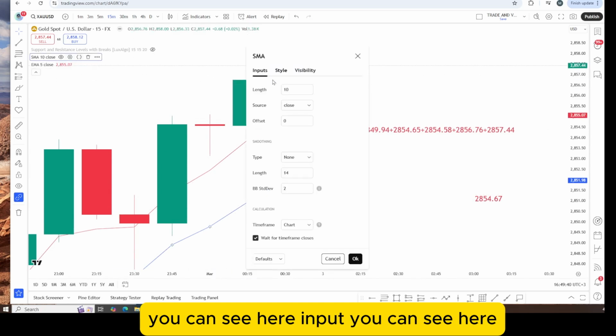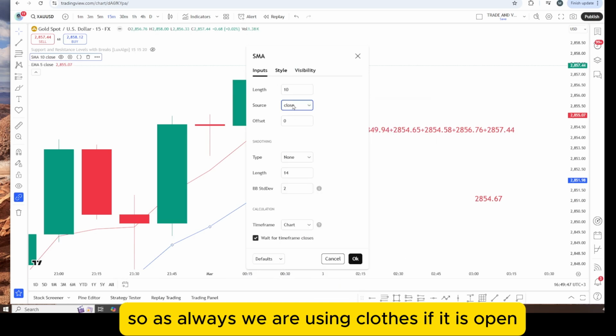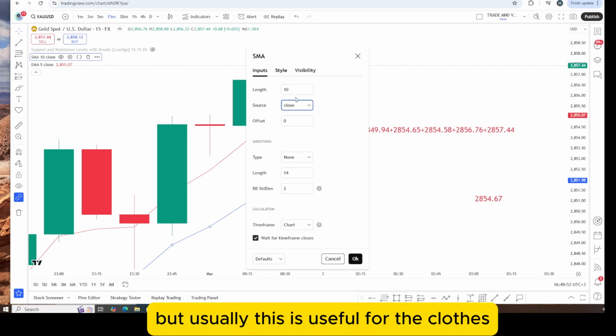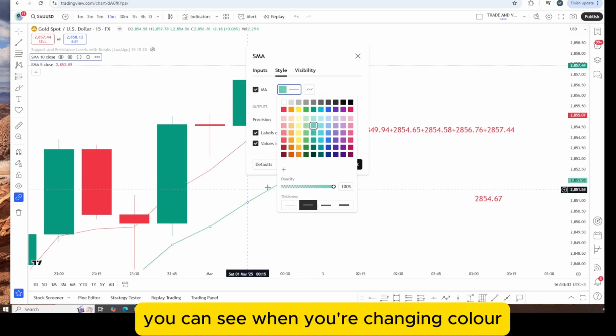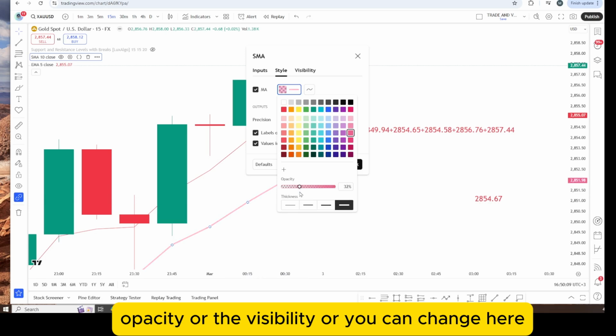You can see here the input, the smoothing and calculation, any time frame. We are always using close. If it is open, then all 5 candles' open prices would be taken, but usually it is used for close. You can change the color of your EMA, SMA, anything. You can see when you change the color, it changes, and you can change the thickness, opacity, and visibility here.